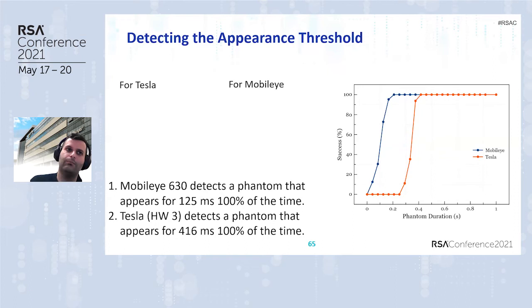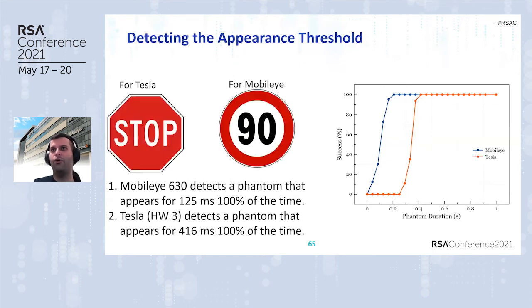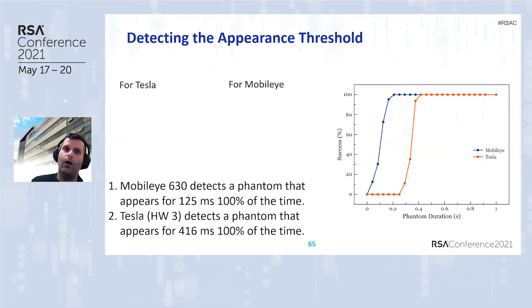We found that Mobileye 630 detects a phantom road sign that appears for 125 milliseconds 100% of the time. The case for Tesla is somewhat different. Tesla detects a phantom that appears for 416 milliseconds 100% of the time. Tesla has a greater appearance threshold than Mobileye.